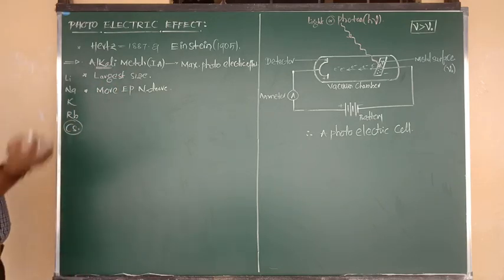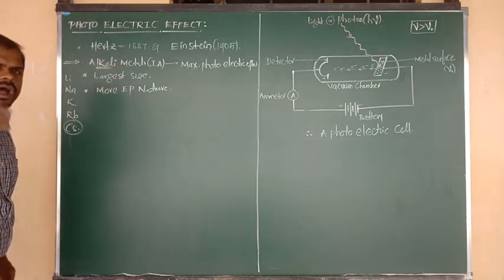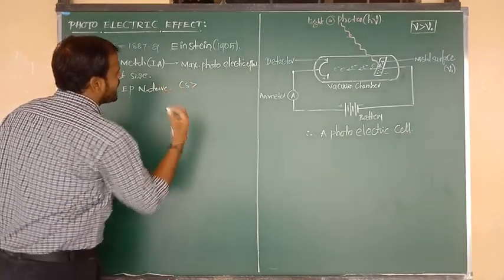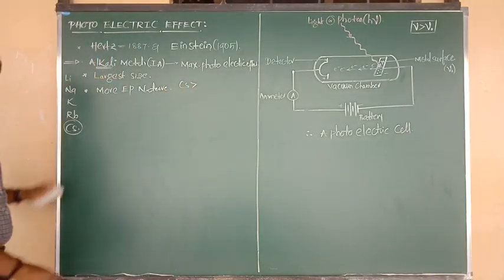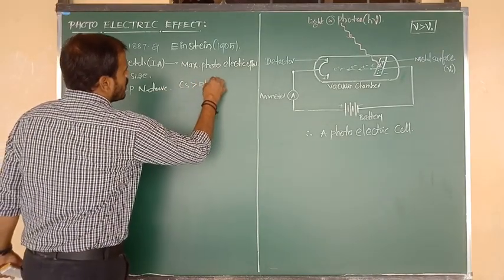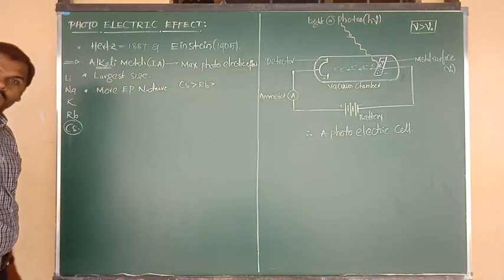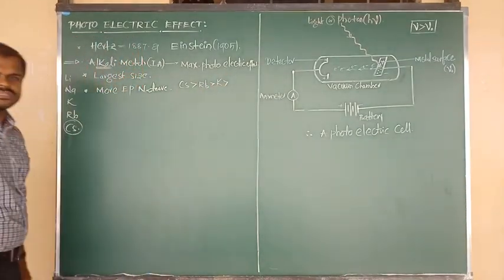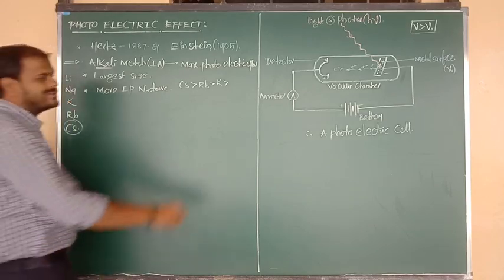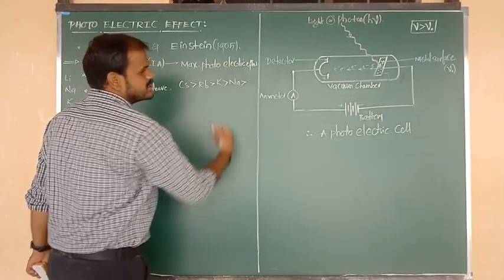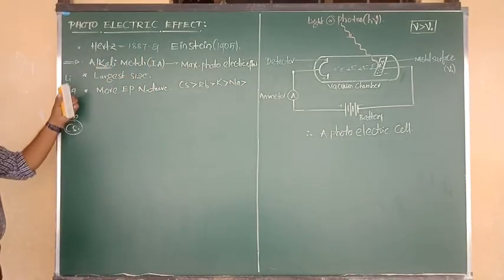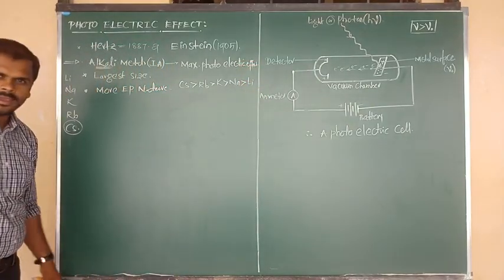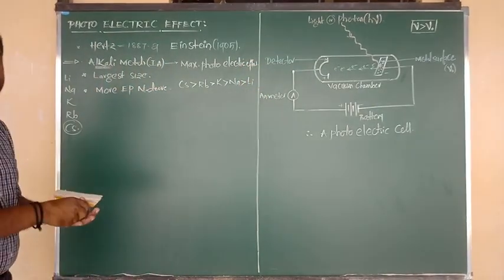So come on, which shows maximum photoelectric effect? In the order of photoelectric effect, cesium shows maximum. After that, I give importance to rubidium. After that, potassium. Next, the metal sodium. Next, I am going to give importance to the what, beta? Lithium.